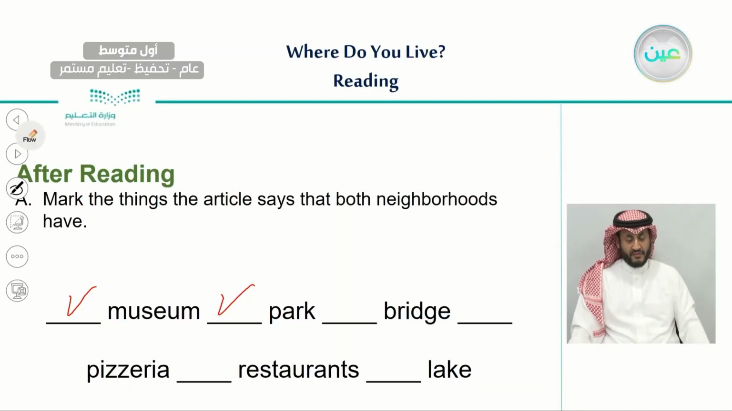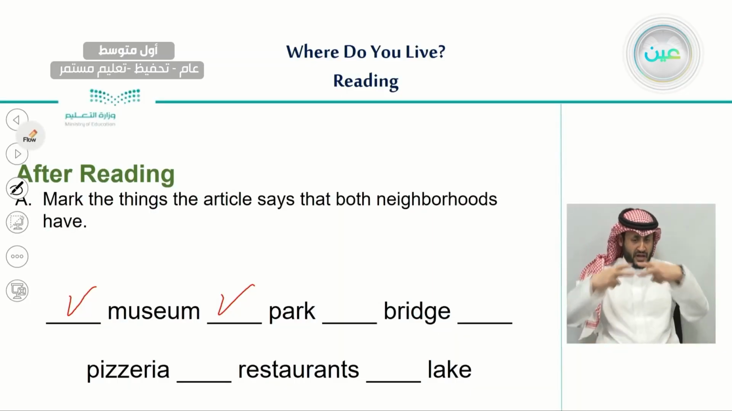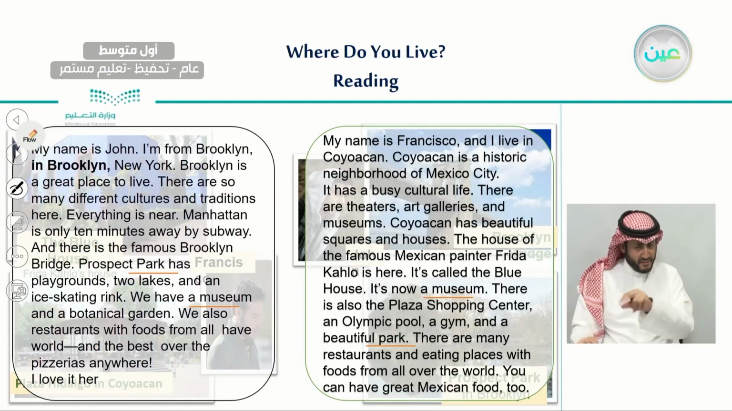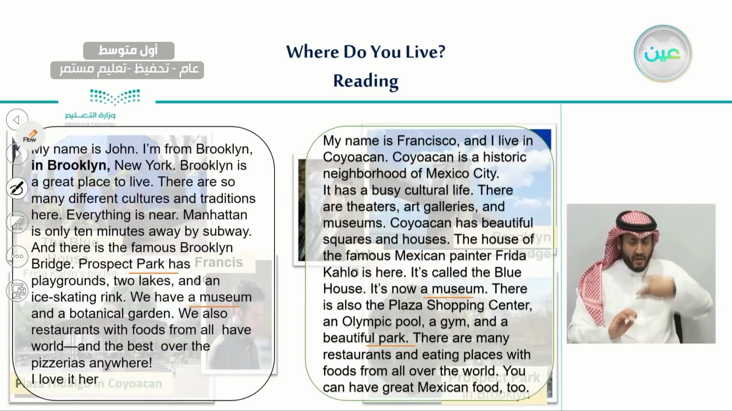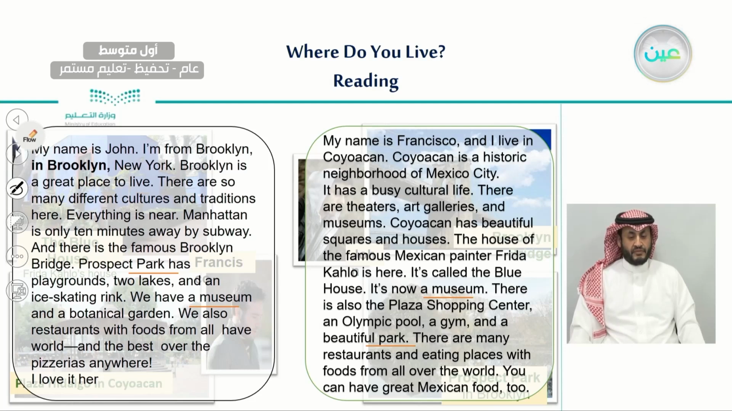So what about a bridge? Let's go back to the text and see if they have a bridge. John said that we have the famous Brooklyn Bridge. But what about Francisco? Did he mention anything about bridge? Very good. He didn't mention anything about bridge. And what about pizzeria? John here said that we have the best pizzeria anywhere. So he has a pizzeria, John. But what about Francisco? Did he mention anything about pizzerias? Very well. He didn't mention any.